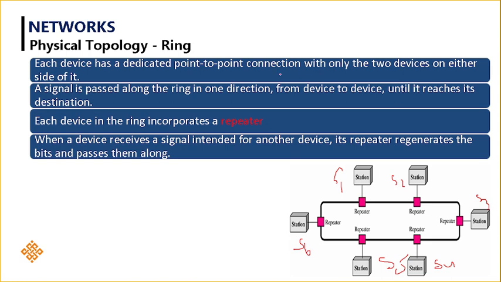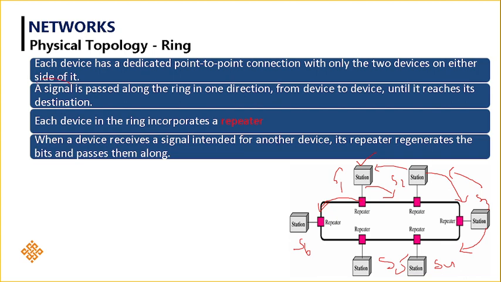So what I'm telling here, every node has a dedicated point-to-point connection with only the two devices on either side of it. For example, station 1 can communicate only to its neighboring nodes, that is either station 6 or station 2. Similarly, station 2 can communicate either with station 1 or station 3, and station 3 can communicate either with station 2 or station 4. That's the dedicated point-to-point link between two of its neighboring nodes, left side and right side. So a signal is passed along the ring in one direction.